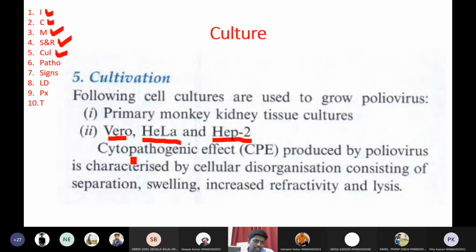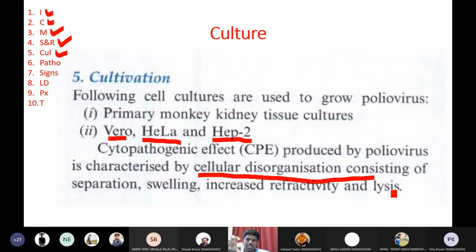Then poliovirus will show cytopathic effect. The cytopathic effect produced by poliovirus is characterized by cellular disorganization consisting of separation, swelling, and increased refractivity of cells. Simply, hypertrophy of cells will be seen in poliovirus.